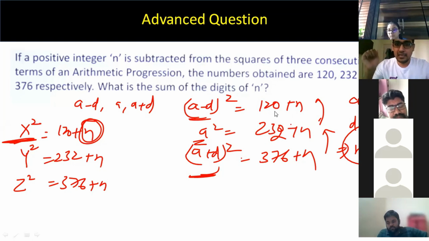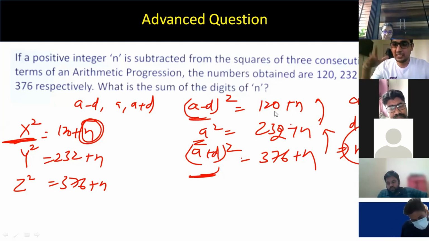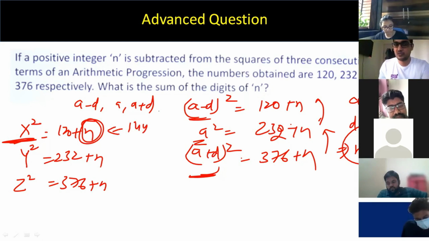So I'll try for N equals to 1. Why? Because if I put N equals to 1, X square is 121, which is a perfect square. But if N equals to 1, 233 is not a perfect square. So N cannot be 1. What is the next value? After 11 square, 12 square, which is 144, which means I have to generate 144 in the first term.